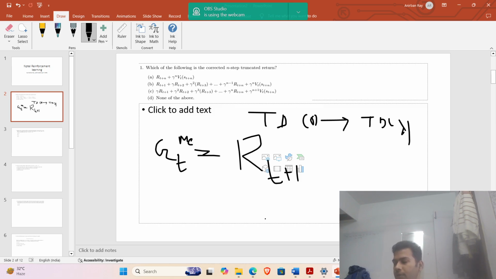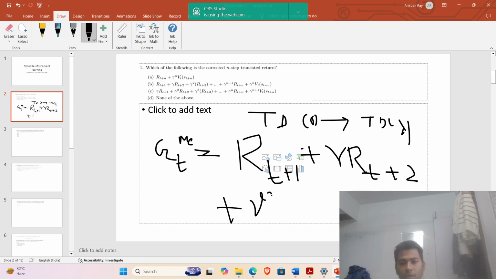So this is our return, and this is our discount, nu. Then nu times R_{t+2}, then nu squared R_{t+3}, so it goes up to nu to the power capital T minus small t minus 1.